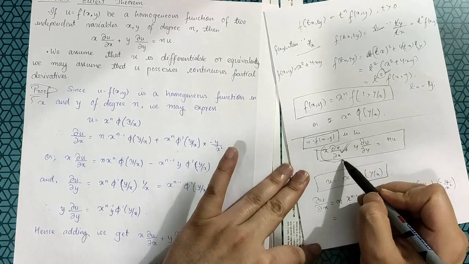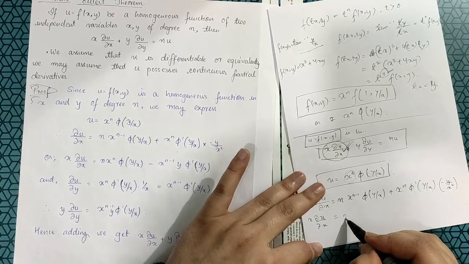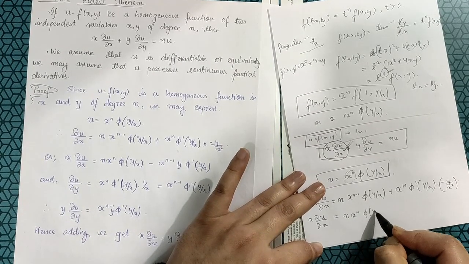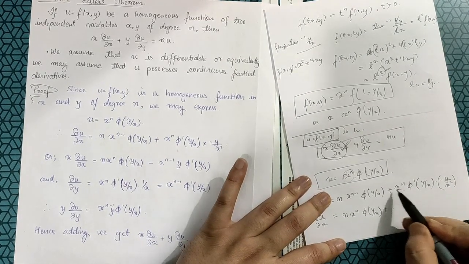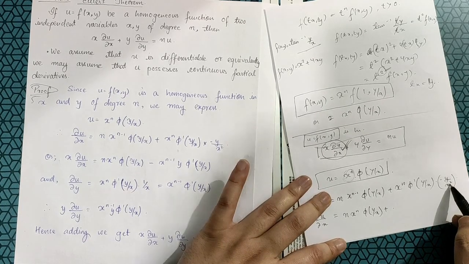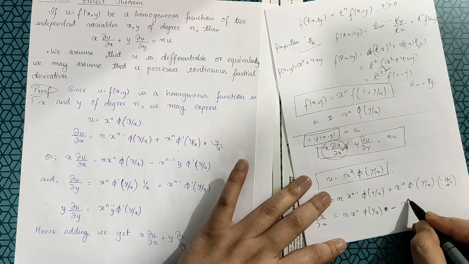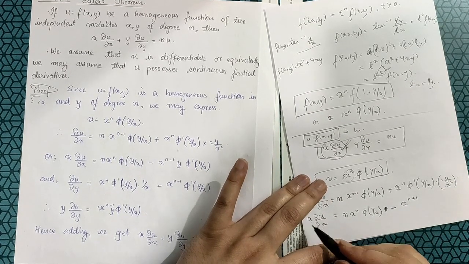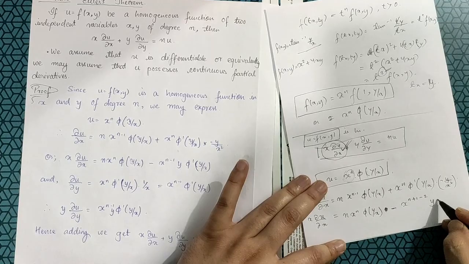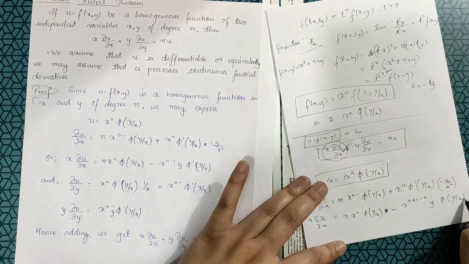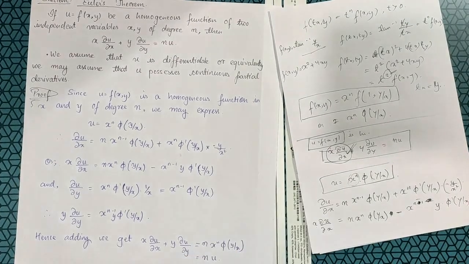Here we need x del u by del x. So let us multiply it by x and understand what we get. So this is n x to the power n phi of y by x plus, here we see x square and x to the power n. This is negative, so we get minus x to the power n plus 1 from this minus 2, and this y phi dash y by x. So this will be n minus 1 eventually.